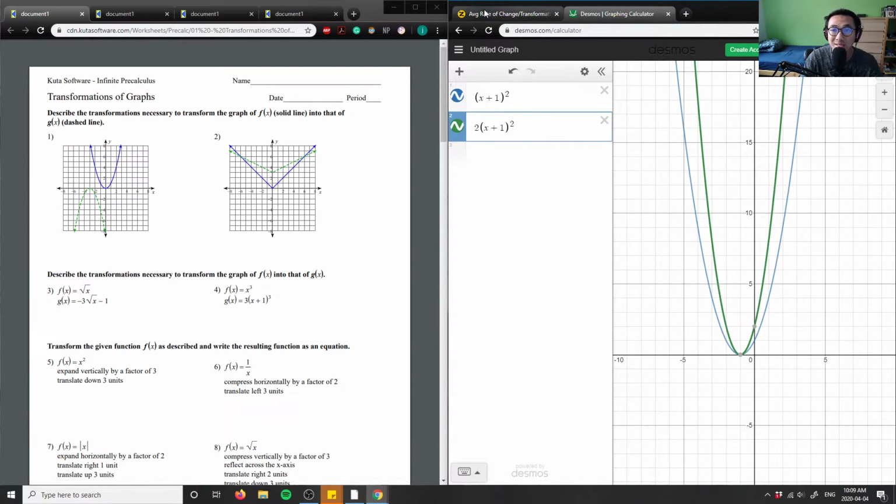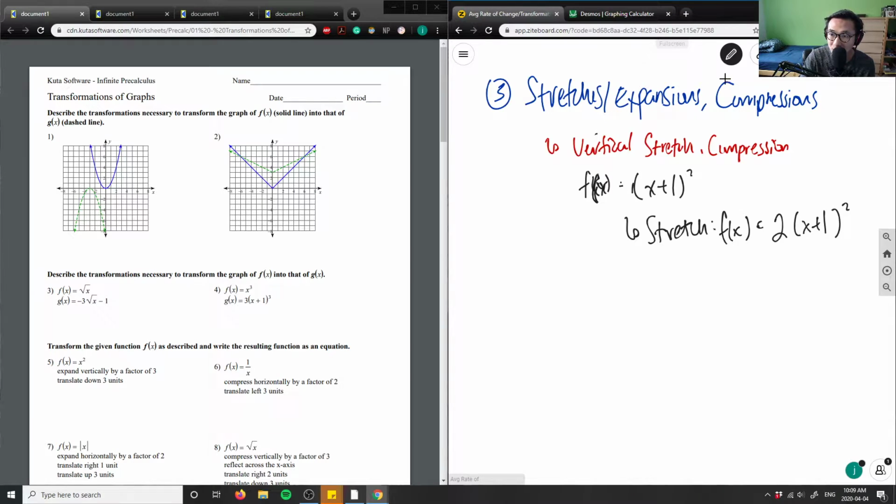And then if I want to compress it, I'm getting confused now. So that's stretch, and then what if I compress?